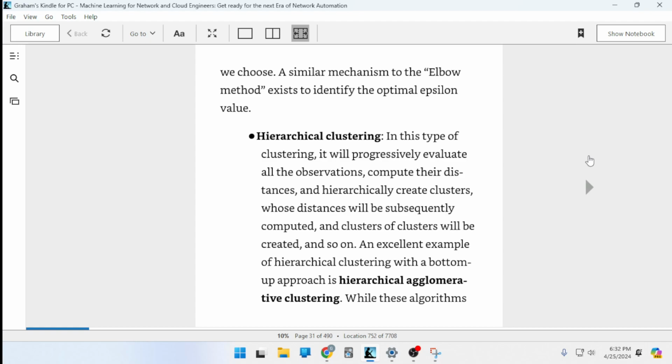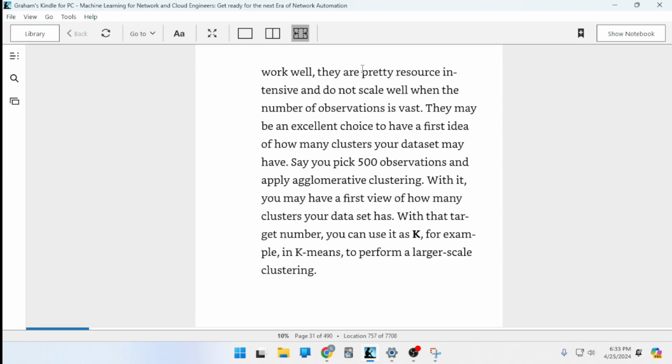Hierarchical clustering. In this type of clustering, it will progressively evaluate all the observations, compute their distances, and hierarchically create clusters. Okay, so we've got more types of clustering. The next one is hierarchical, whose distances will be subsequently computed, and clusters of clusters will be created, and so on. An excellent example of hierarchical clustering with a bottom-up approach is hierarchical agglomerative clustering.